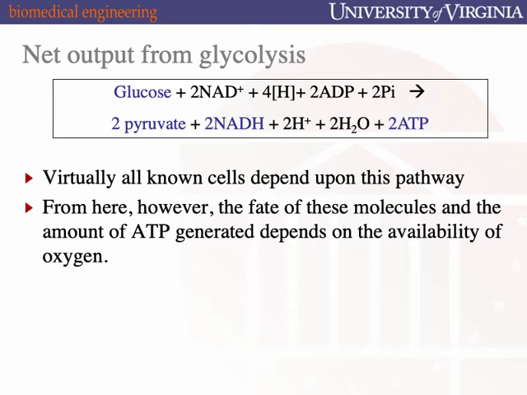Where are we at the end? Here's the whole mass balance of glycolysis. 1 molecule of glucose, 2 oxidized NADs, proton balance, inorganic phosphates, and ADPs, generating 2 pyruvate molecules, 2 NADHs, reducing equivalents, proton and water balances, along with 2 ATPs. Seems like a lot of work to generate 2 ATPs from 1 glucose.